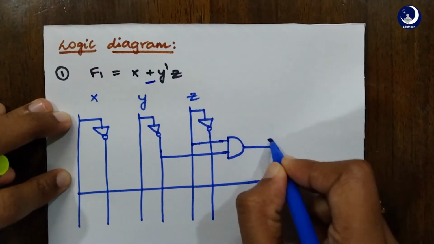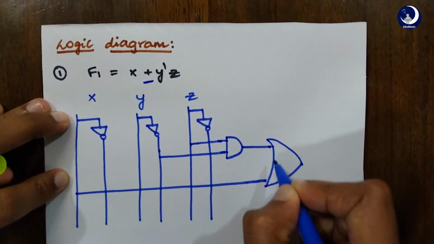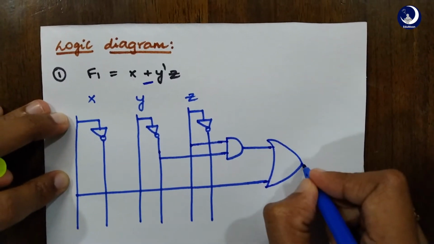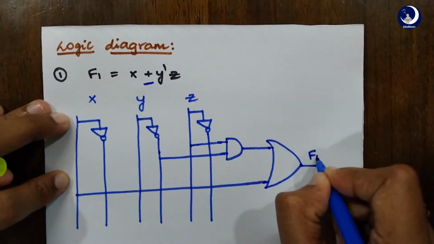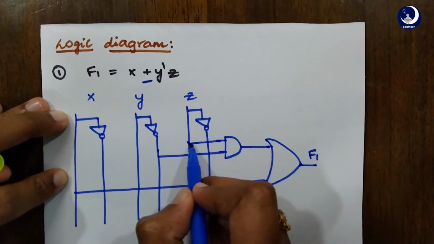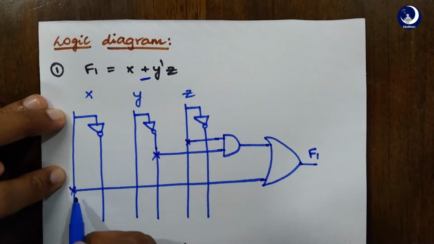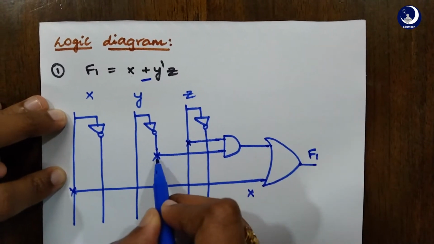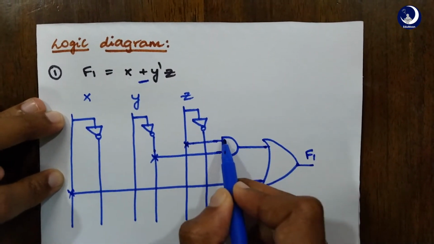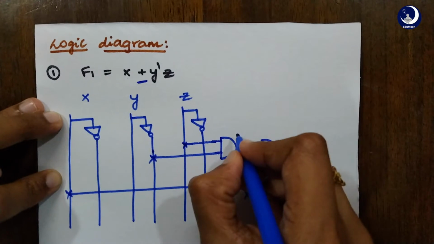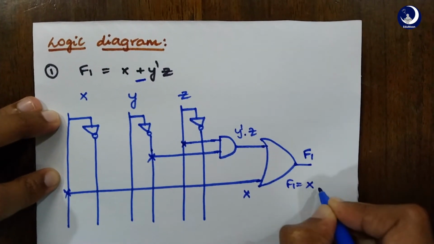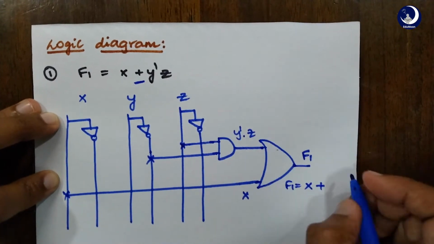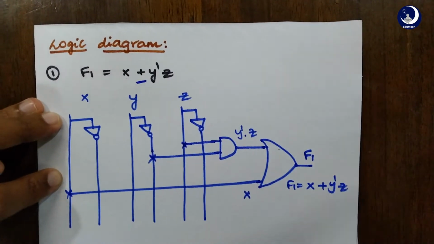Now you need to draw an OR gate. I might have drawn it a little bigger, so just don't mind. This is the concept behind this. So this one will be your f1. So this input and this input. This is an x. This is y bar dot z, because this is an AND gate. So y bar dot z. So your f1 here will be x plus, because this is an OR gate, y bar z.